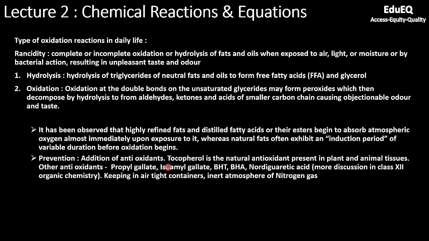We can add some antioxidants. So tocopherol is a very common natural antioxidant present in plant and animal tissues. There are other chemical antioxidants also: propyl gallate, isoamyl gallate, BHT, BHA. All these compounds we will be revisiting when we start organic chemistry for class 12th, because these compounds are also industrially very important and take part in several organic reactions. So we should be aware about this.